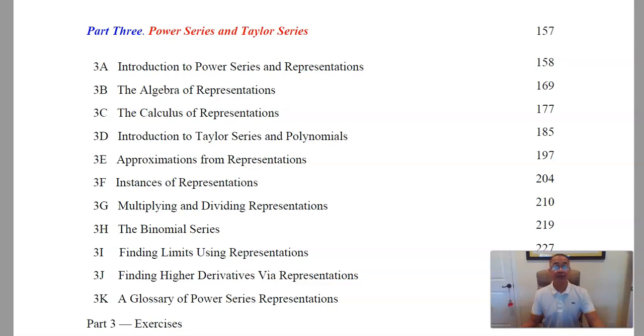For those of you who are in my class, what we are doing today is the beginning of the third unit, the third module in our class. And this concept, power series and Taylor series, will be the beginning of the fourth module in our class.